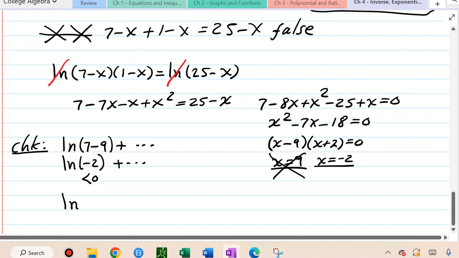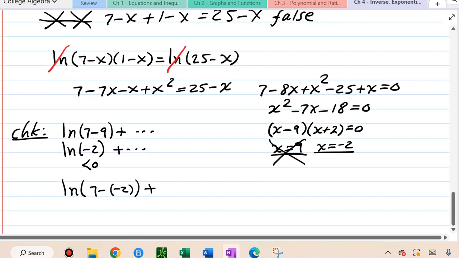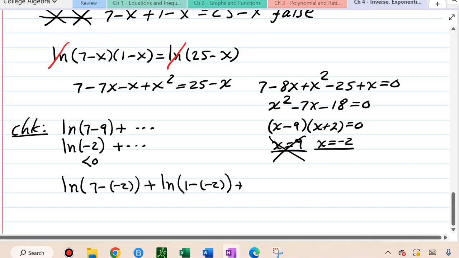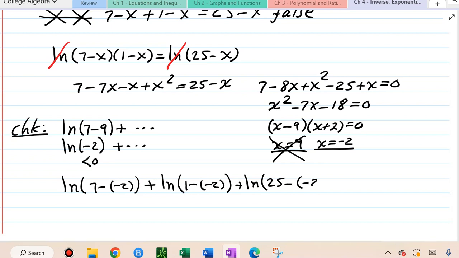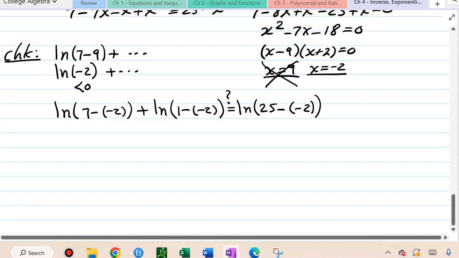So next one, I have ln of 7 minus negative 2 plus ln of 1 minus x. So that's ln of 1 minus a negative 2 plus ln of 25 minus x. That's ln of 25 minus negative 2. And that's not a plus, it's an equal sign. So I'm going to put a question mark because I'm checking. It may not work. We'll see.